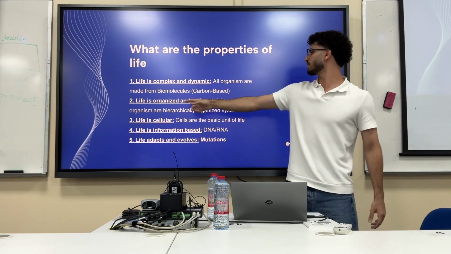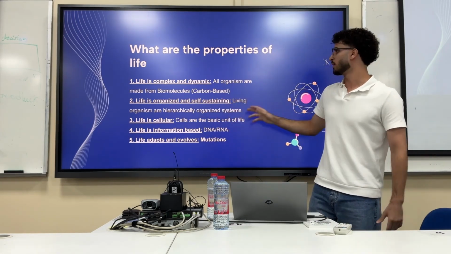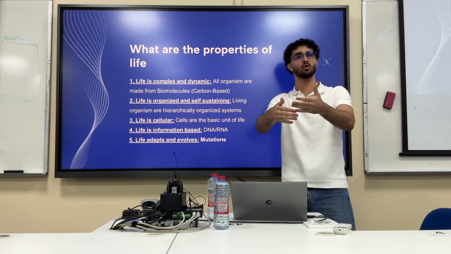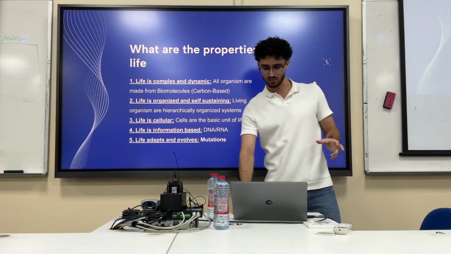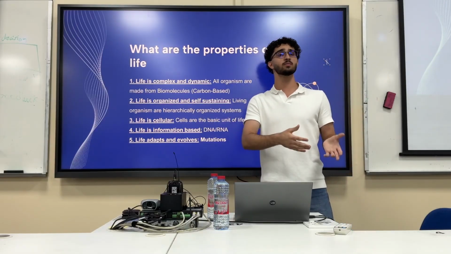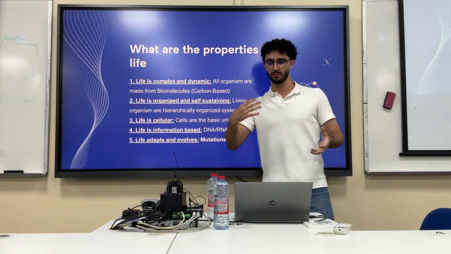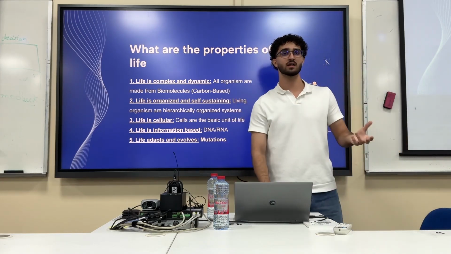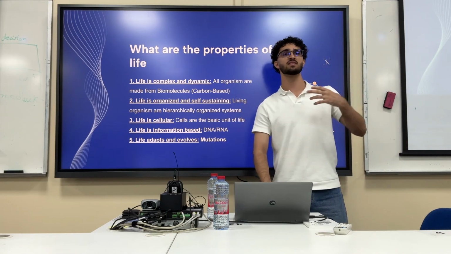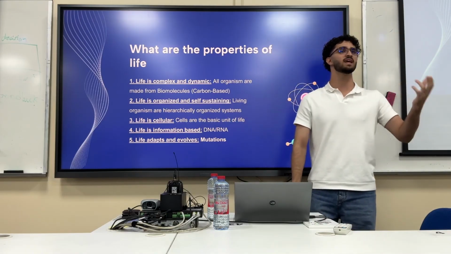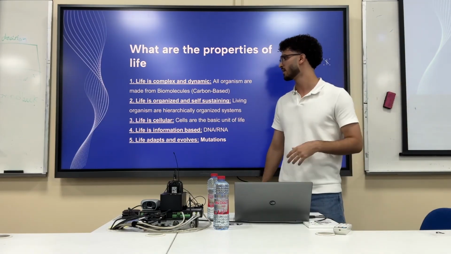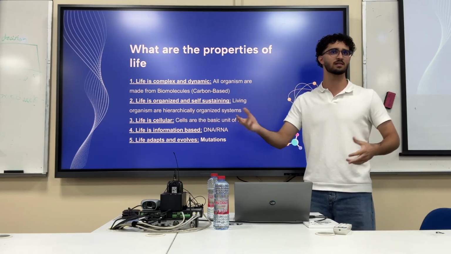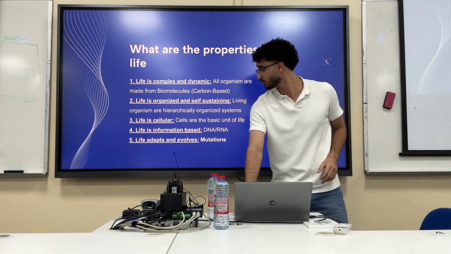Life is organized and self-sustaining. It has a hierarchy: you have cell, tissue, organ, system. The main thing to point out is that monomers will form polymers. So amino acids form proteins, monosaccharides form polysaccharides, and nucleotides form DNA and RNA, nucleic acids. Number 3, it's easy. Life is cellular. Cells make up all of the living organisms.